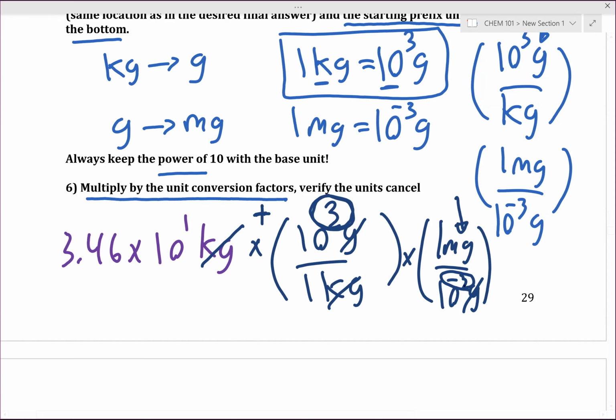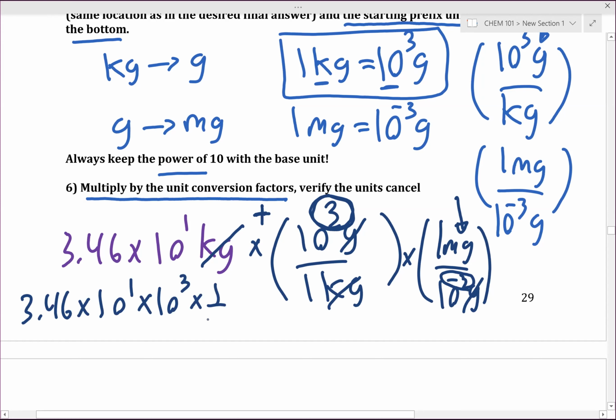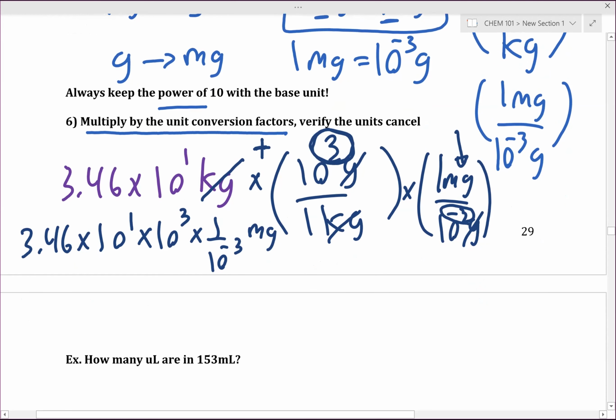However, we have 3.46 times 10 to the first times 10 to the third times 1 over 10 to the negative third. And this is all in milligrams. So my question to all of you is, if we're adding these powers of 10 together, what do we need to do first to this negative exponent? So what's 1 over 10 to the negative third correspond to? If we're dividing by a negative exponent, that's the same as, yeah, you can subtract the negative, or we can just move it to the top, right?